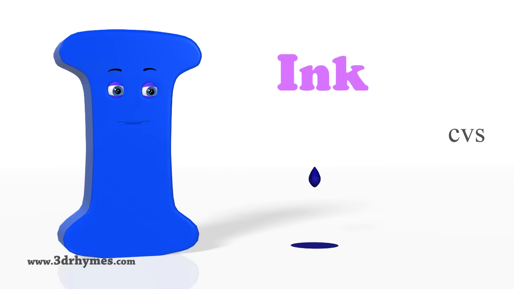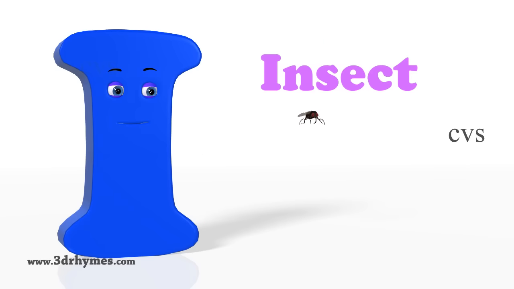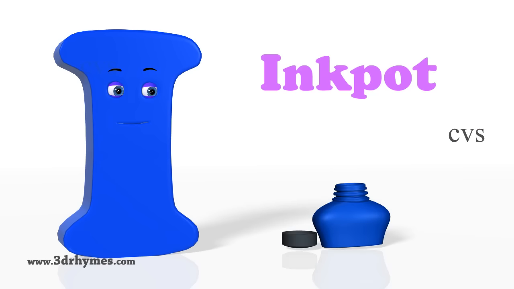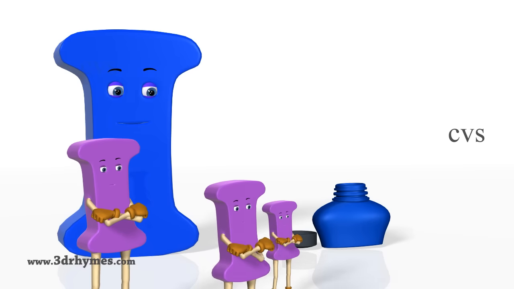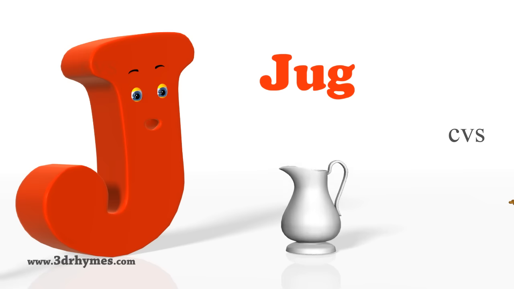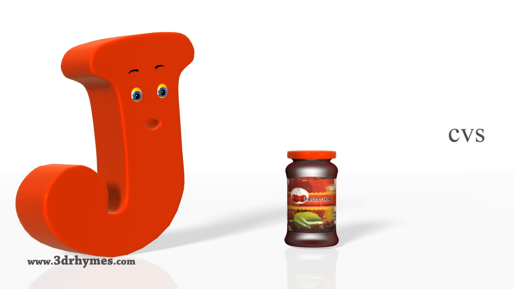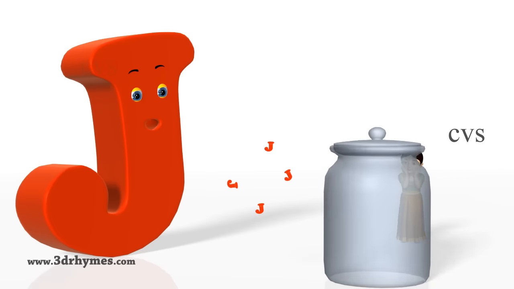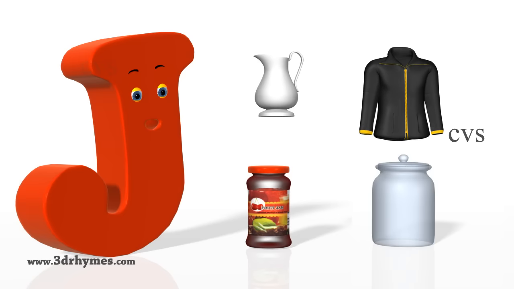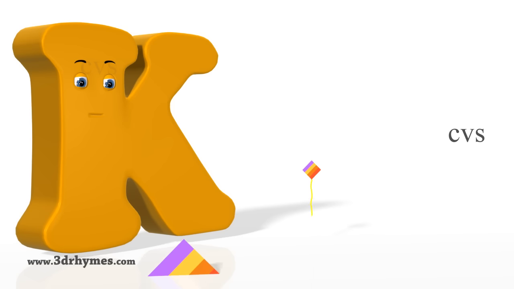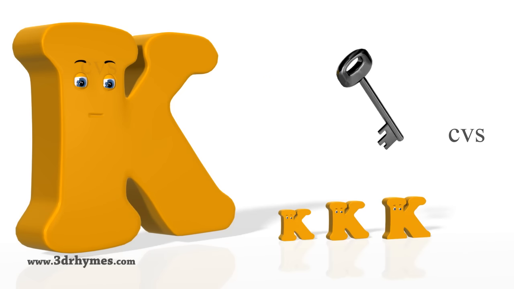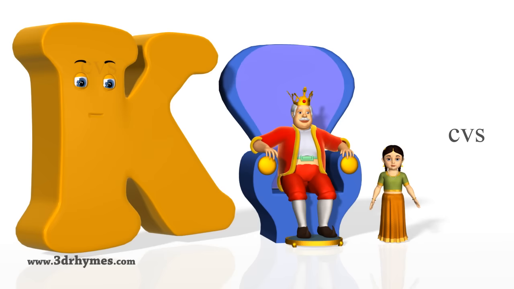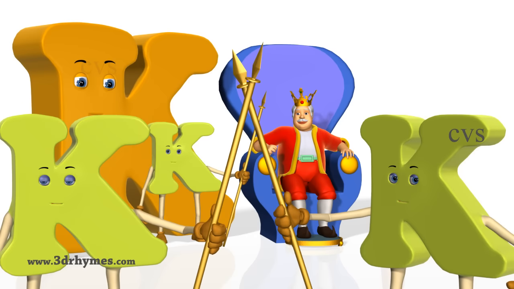I for ink, I for insect, I for igloo, I for inkpot. J for jug, J for jam, J for jacket, J for jar. K for kite, K for key, K for kangaroo, K for king.